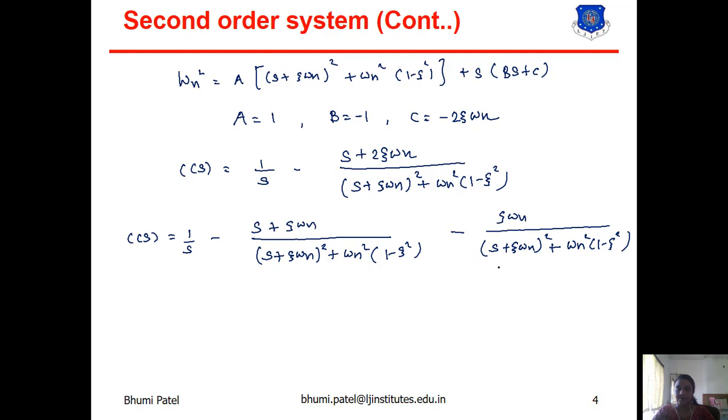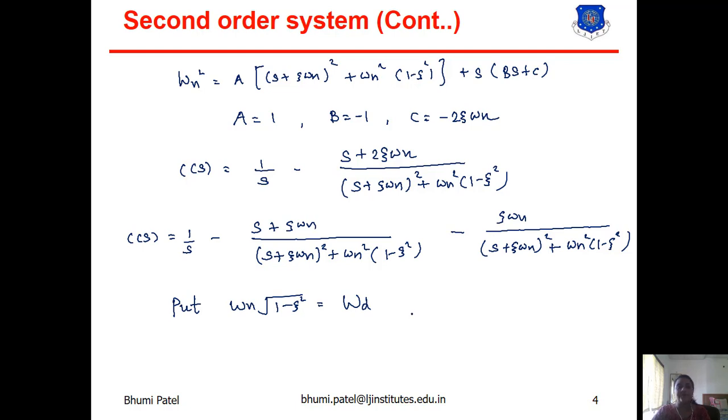Simplify this equation, we can get this type of term. Now put omega n under root of 1 minus zeta square, it is omega d. Now what is the omega d? It is the damped frequency.